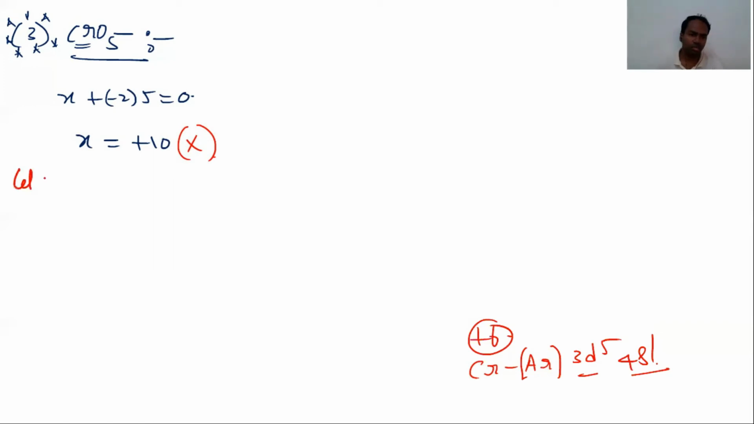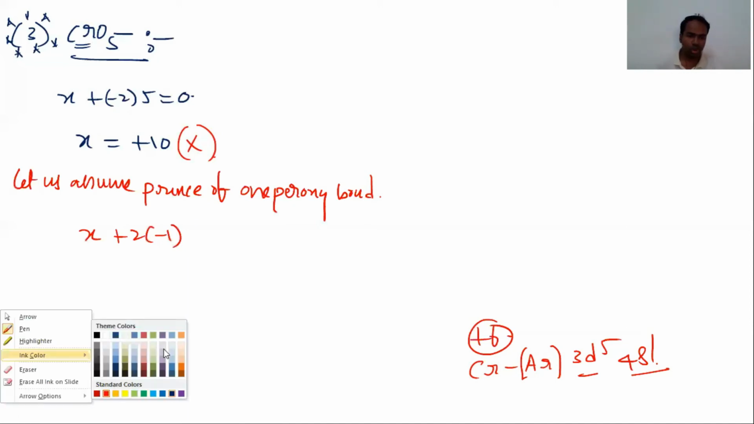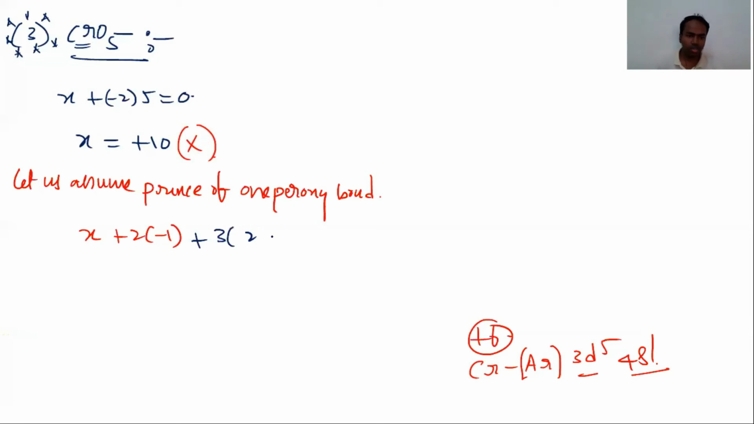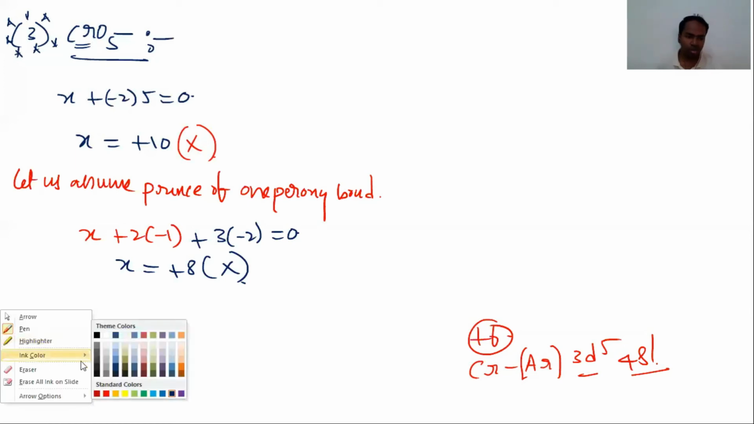Let us assume presence of one peroxy bond. So to form the one peroxy bond, two oxygens are required. So this chromium X, and out of 5 oxygens, for 2 oxygens is 2 into -1. So remaining 3 oxygens, -2, is equal to 0. But still X is equal to +8. That is also not possible. That is wrong.